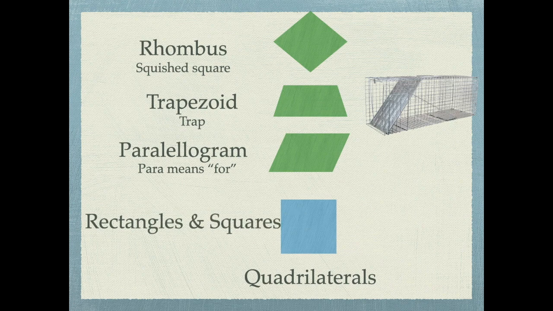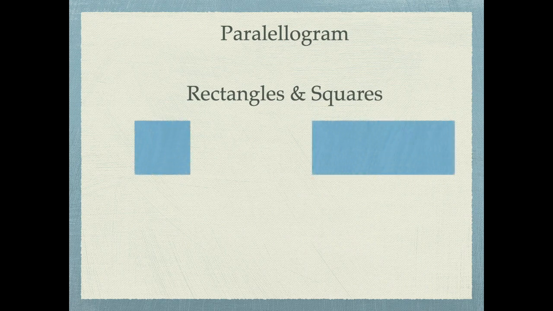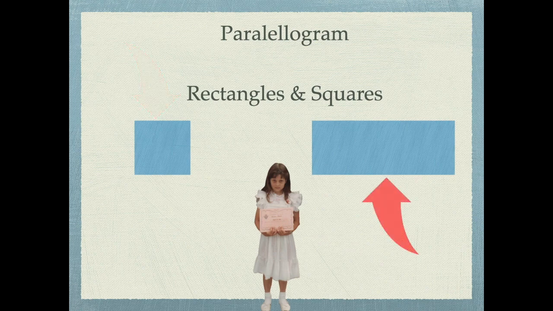And then we enter into this weird world of rectangles and squares. So let me take a minute to talk about the difference between a rectangle and a square. For parallelograms, when we're talking about rectangles and squares, I usually see these two things. And my second grade self would say, this one is a square and this one is a rectangle. And a square is not a rectangle and a rectangle is not a square. But my second grade self is wrong.